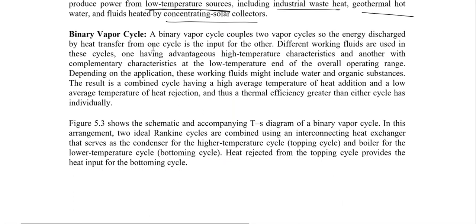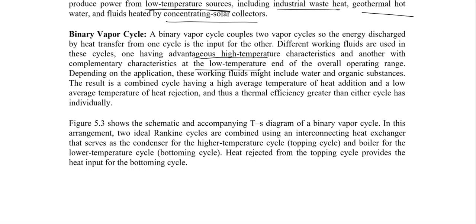Then we have the binary vapor cycle. As the name suggests, there would be two vapor power cycles. We call these two power cycles the topping cycle and the bottoming cycle. One would be the high temperature cycle, and the other would be the low temperature cycle. The high temperature cycle would be rejecting heat at a higher temperature, and the lower temperature cycle would be working under the high temperature cycle.